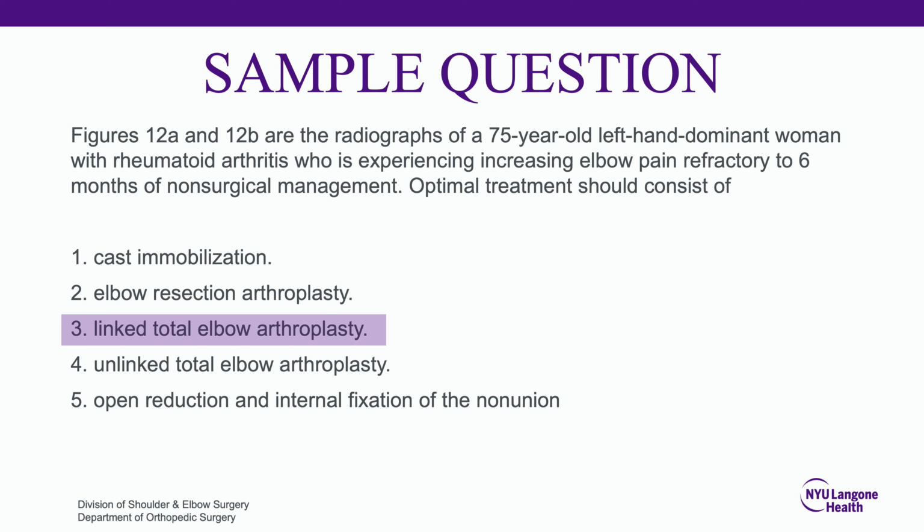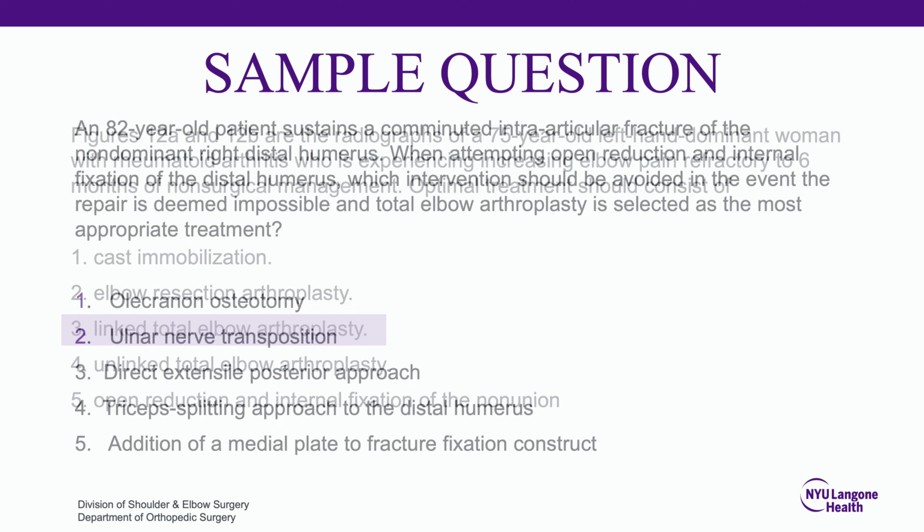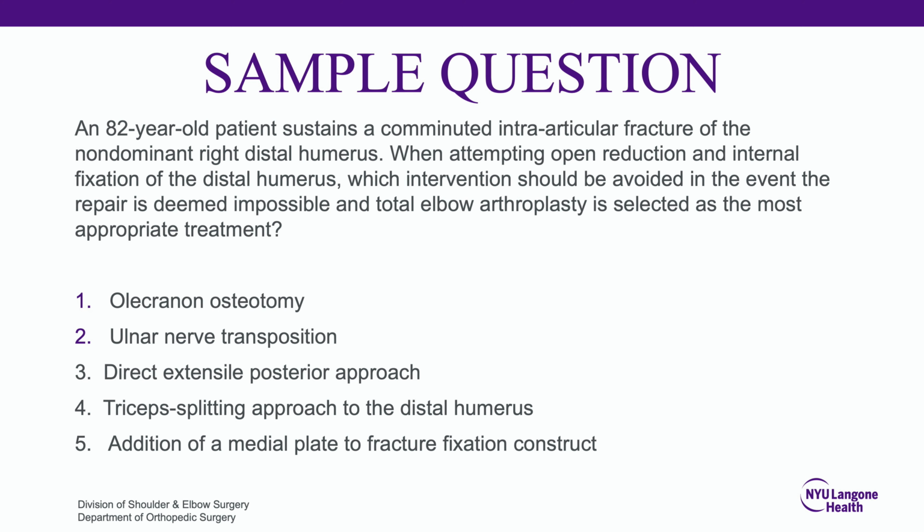Next sample question. An 82-year-old woman sustains a comminuted intra-articular fracture of the non-dominant right distal humerus. When attempting ORIF of the distal humerus, which intervention should be avoided in the event that repair is deemed impossible and total elbow is required? Well, the answer is olecranon osteotomy. If the osteotomy is performed on the olecranon, you don't have enough bone to support an ulnar prosthesis. So olecranon osteotomy has to be avoided.